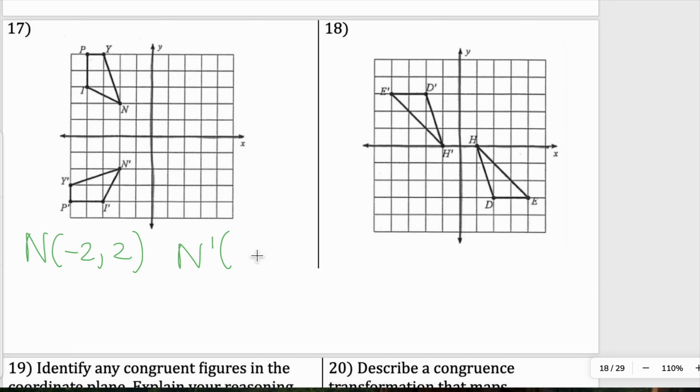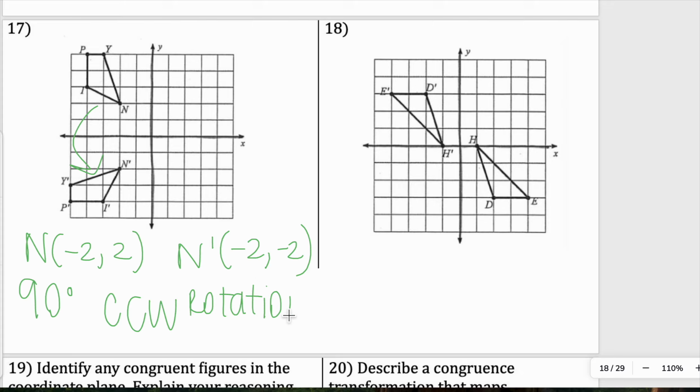For number 17, what I did here is I noticed point N started at -2, 2, and then N prime went to -2, -2. I also noticed that in the counterclockwise rotation, it looks like it went 90 degrees. So this would be a 90-degree counterclockwise rotation about the origin.